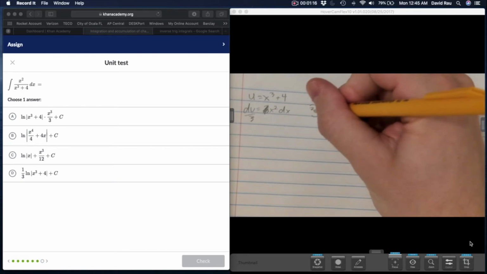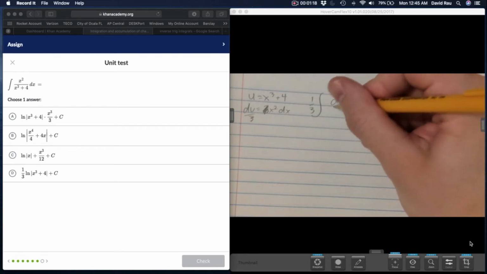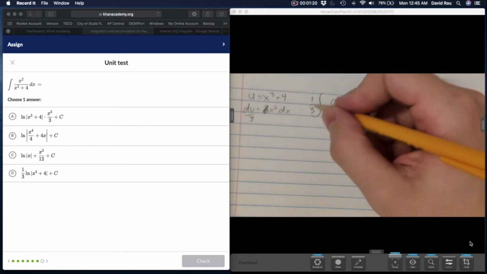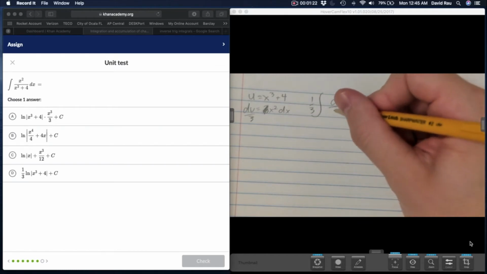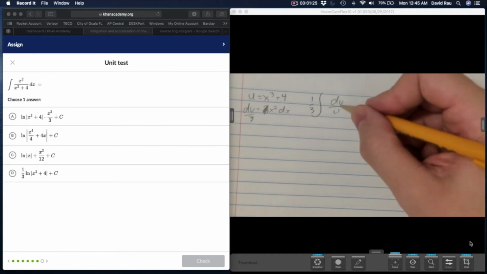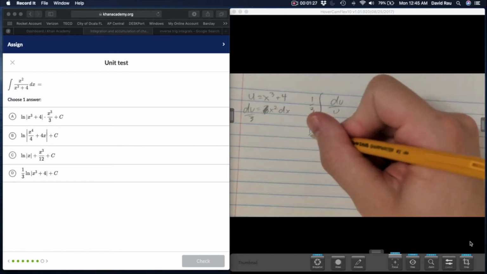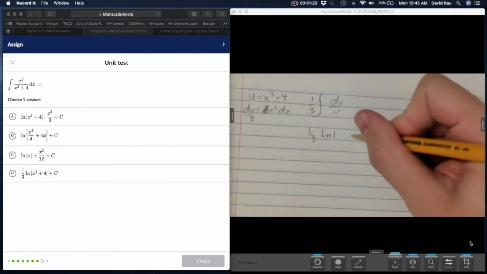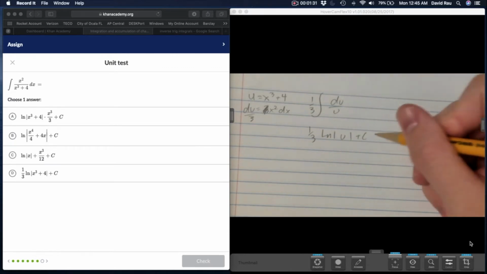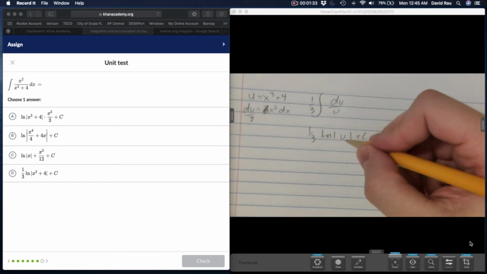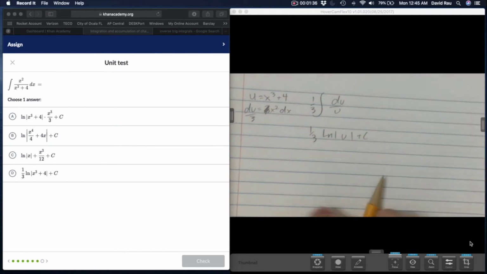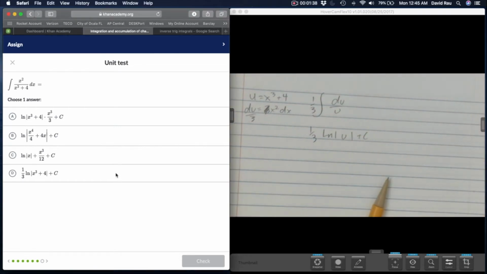I have a 1/3 du, it's technically all in the numerator, but the 1/3 is still going to pop out front, over just u. And we've seen du over u before, that's classic ln absolute value of u plus c. This time we want to actually plug back in what u is. We want to turn this back into an x function, and so the correct answer is D.